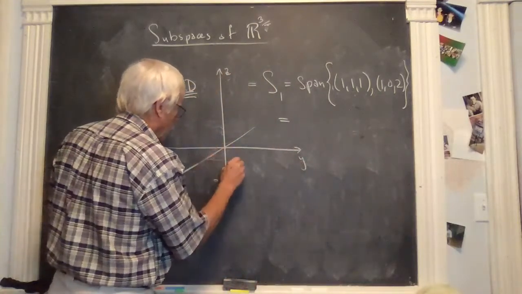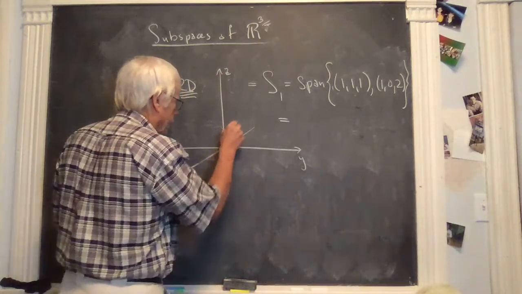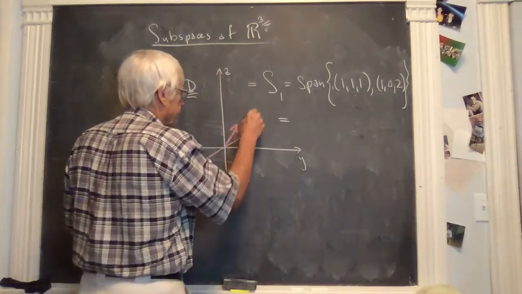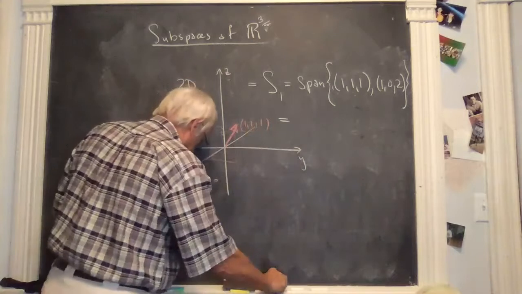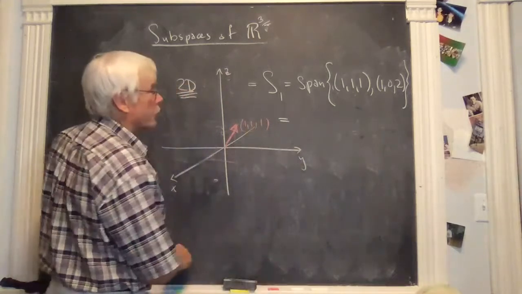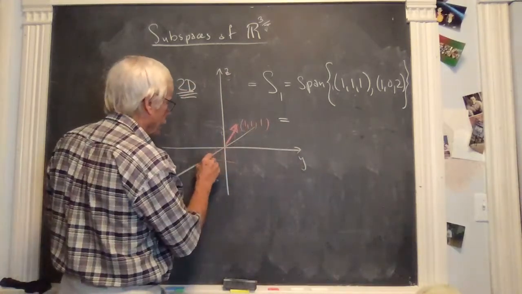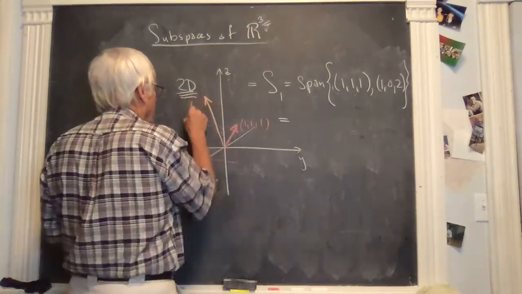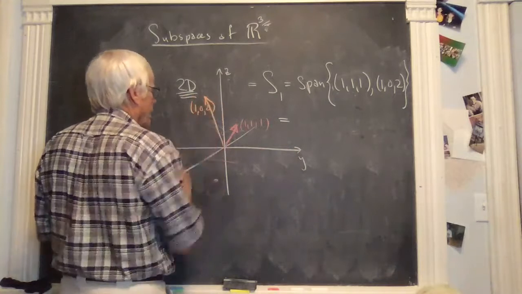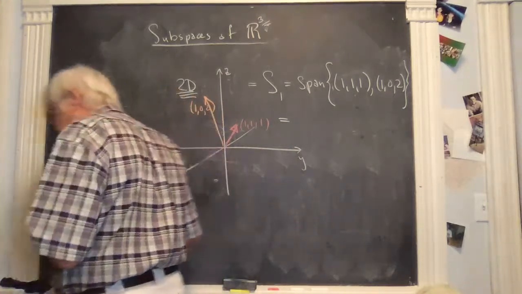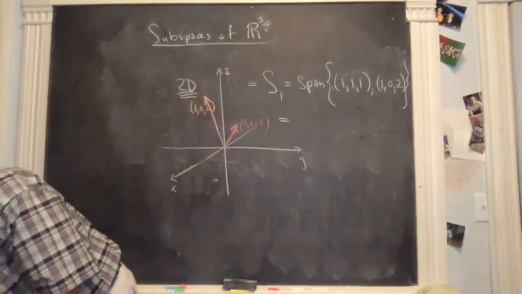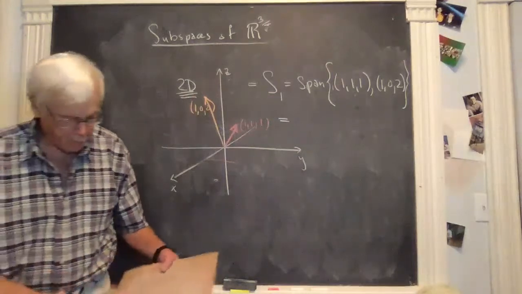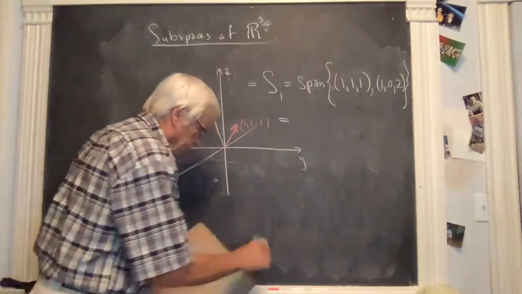We take 1, 1, 1. That's this vector right here. And we take the vector 1, 0, 2. That's this vector right here. So we have 2 lines, 2 vectors. In just a second, I have to erase my plane.